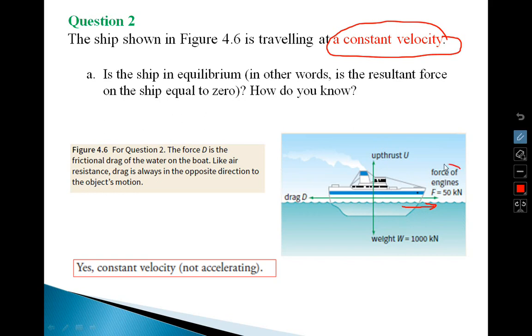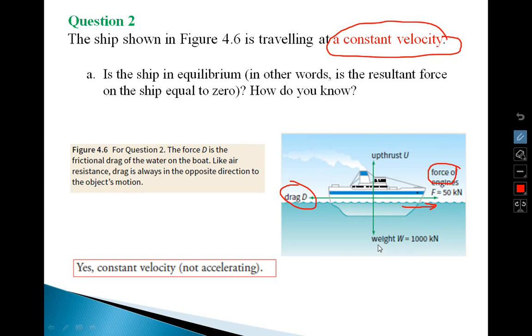The first force is the engine force, equal to 50 kilonewton, and there is a force opposite to the engine force, which is drag D. It's the frictional drag of the water on the boat. It's like air resistance, and it's always opposite to the engine force.